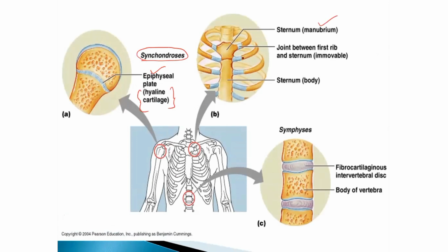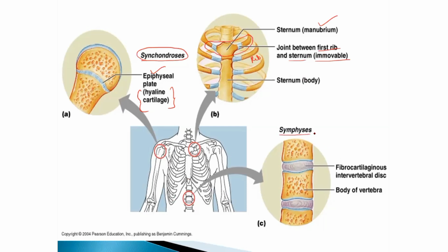The second one is the sternum. We all know that this is the sternum and these are the ribs. So they are attached to each other. The joint between the first rib and the sternum is immovable. The first rib and the sternum is immovable. The rest are all slightly movable.